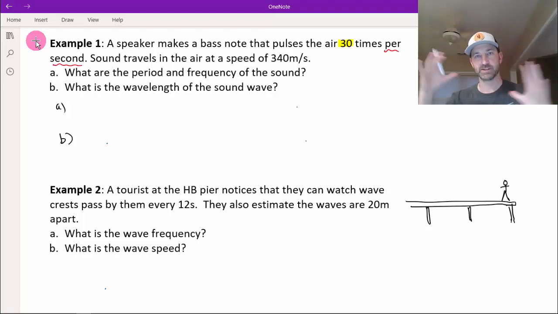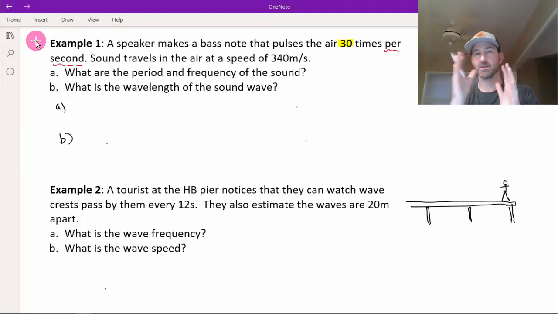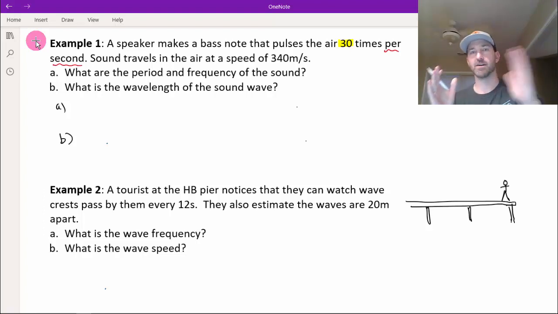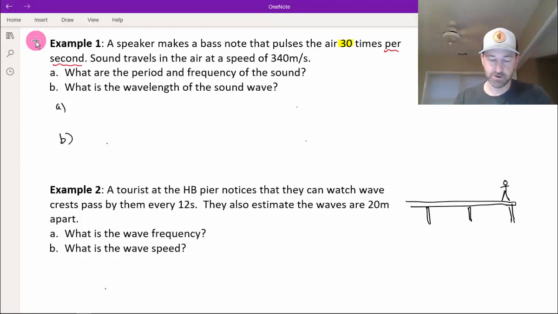If you watch a big subwoofer, you can see the subwoofer vibrate back and forth. Every time it moves out and in, it's making a pulse in the air. It's making waves in the air. So this one's doing 30 times per second. We need to identify that number. In this case, because it says per second, that means it's the frequency. So frequency is equal to 30 hertz.